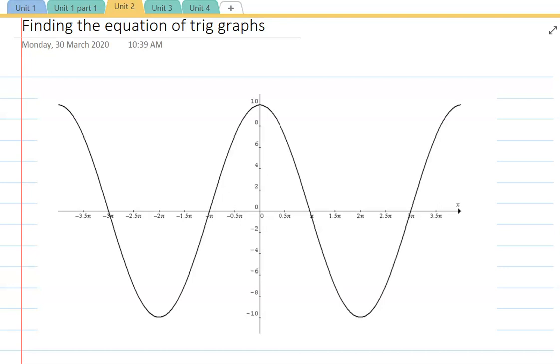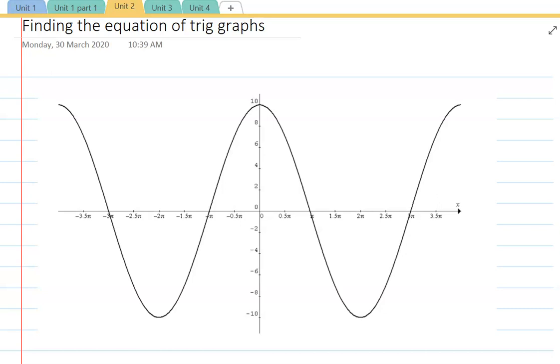Today I'm going to talk to you about how we find the equation of a trig graph. Any trig function is a periodic function, and as you can see in front of us we have a periodic function. We can see that because it's repeating itself. So let's have a look at what we've got.